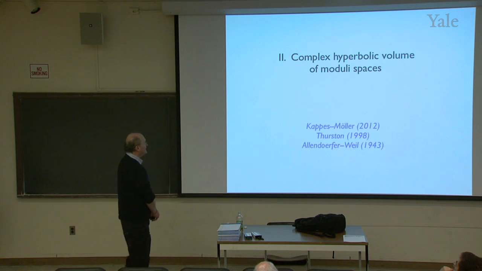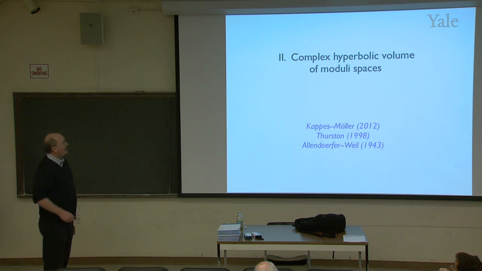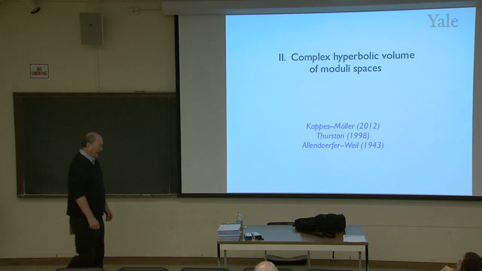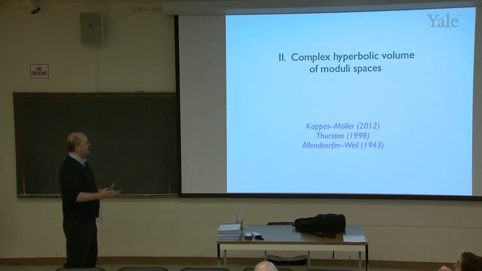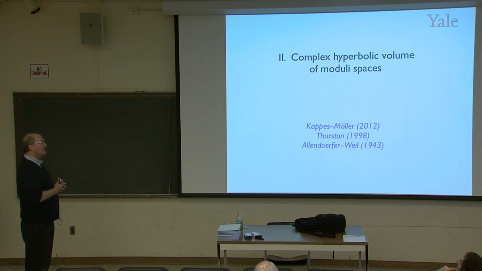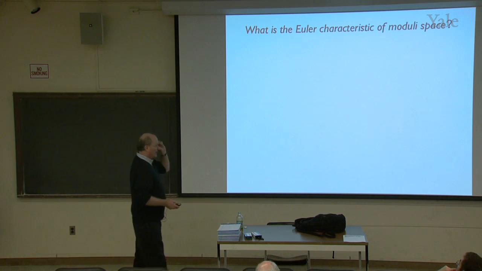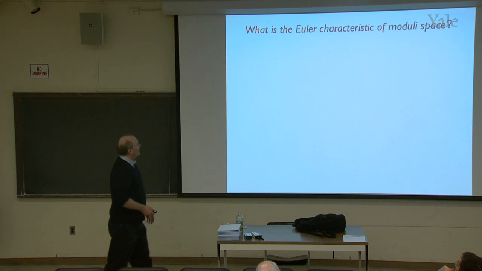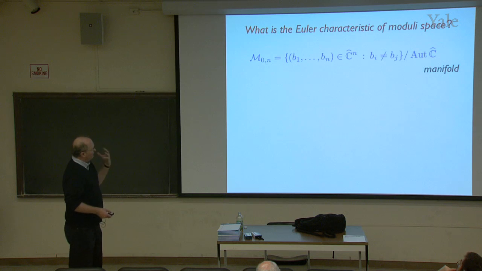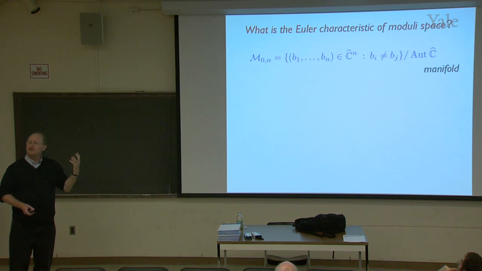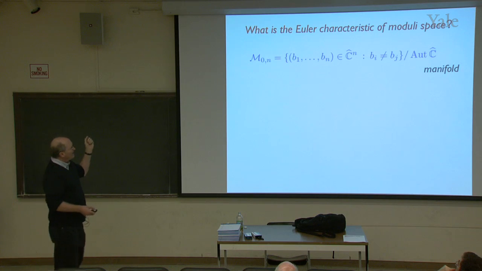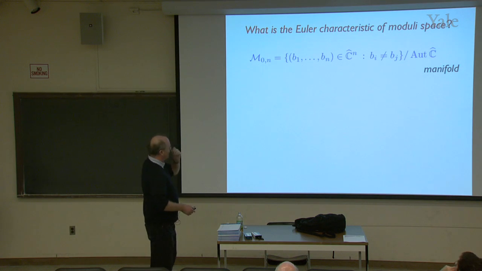Okay, so let me try to set the stage for this discussion. I'd like to apply rigidity, volume computations, etc., in the setting of moduli spaces. Now, what moduli spaces am I going to consider? I'd like to consider one of the simplest, which is the moduli space of n distinct points on the sphere. And these points are labeled. They're numbered, b1 up to bn.